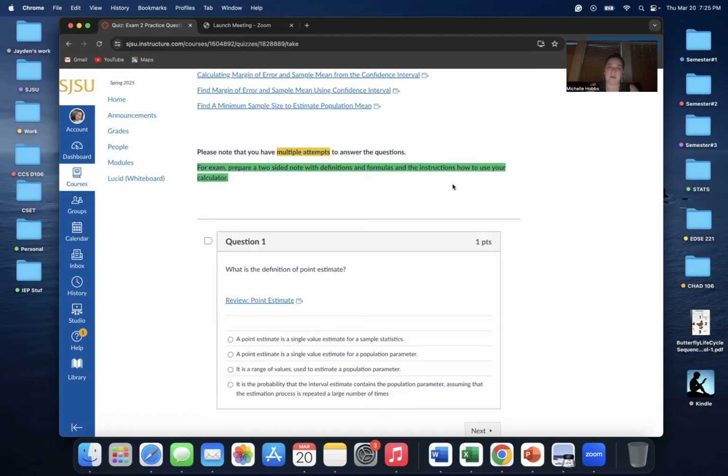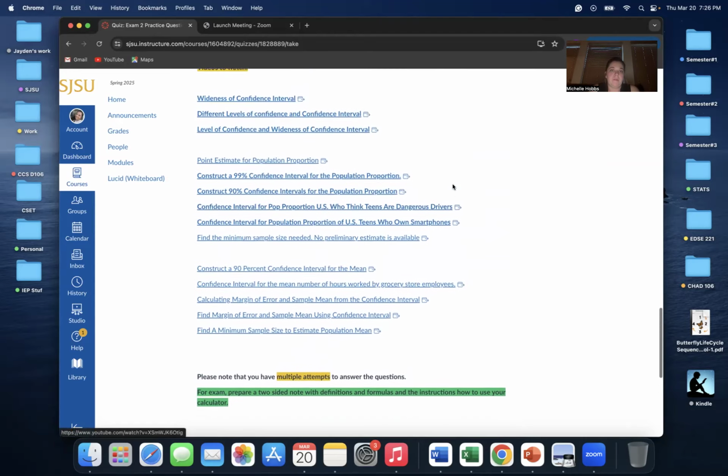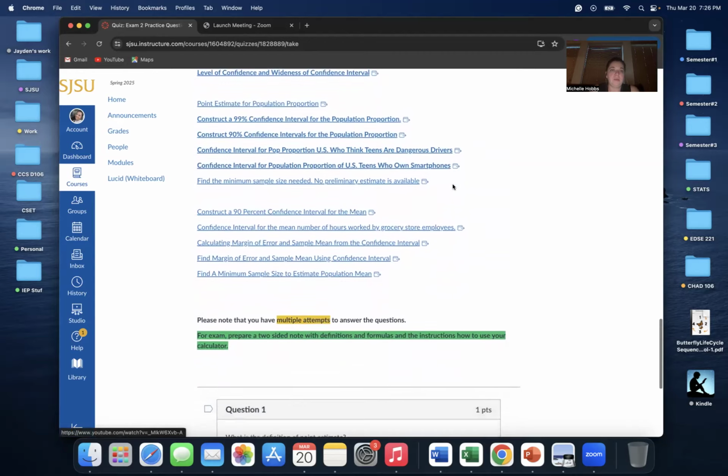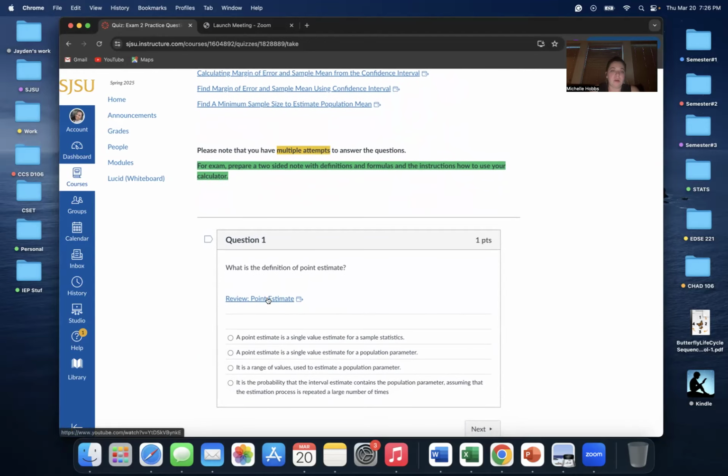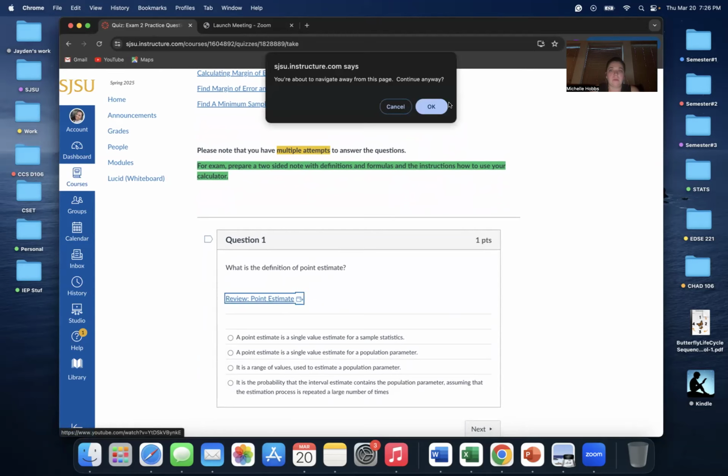All right, and I have some notes, and I'm also working with the screen here and everything you have provided for us. So, what is the definition of a point estimate? Let's open this up.